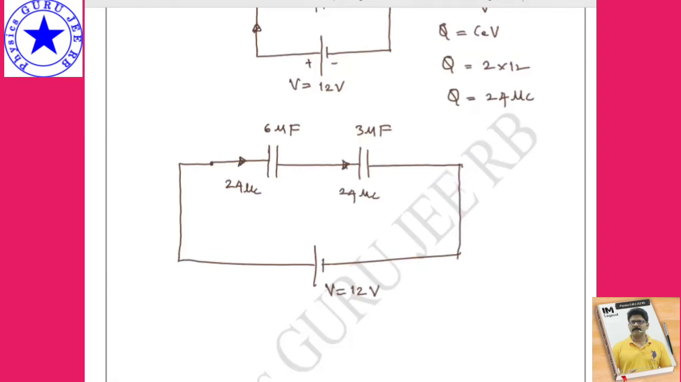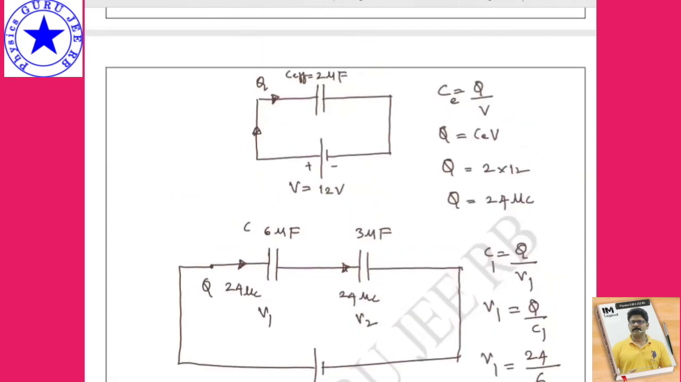Now as V is equal to 12 volts, if you add both the things, you should get 12 volts. Let me take here V1 and here V2. See, very simple, right? Here C is there, here Q is there. We can calculate V1. How to calculate V1? C1 is equal to Q by V1, so V1 is equal to Q by C1. Q is 24 microcoulombs divided by 6. Now V1 equals how much? This is 4 volts.